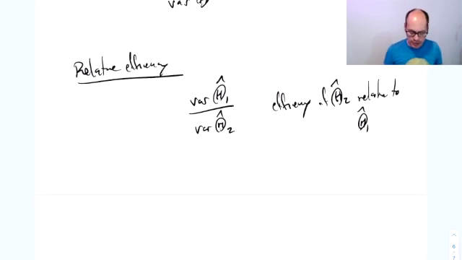All right. So in other words, if this efficiency is small, that means that theta 2 is less efficient than theta 1. If this ratio is big, then theta 2 is more efficient than theta 1.